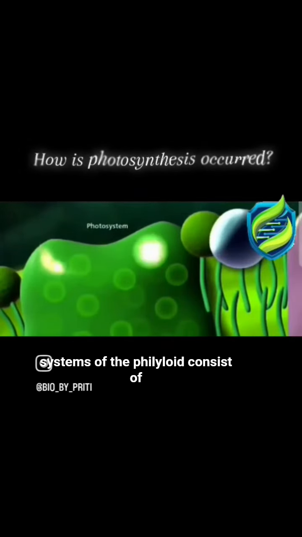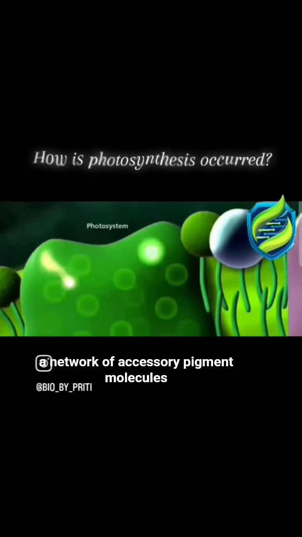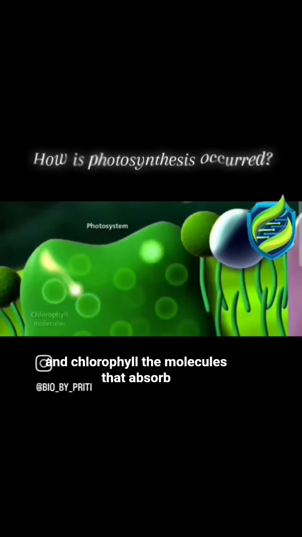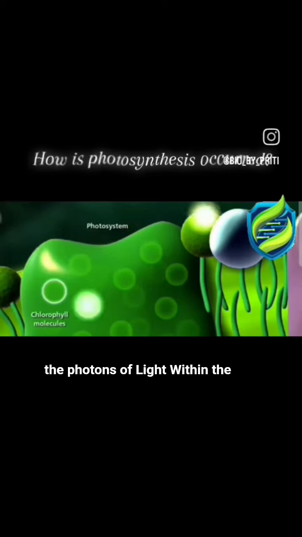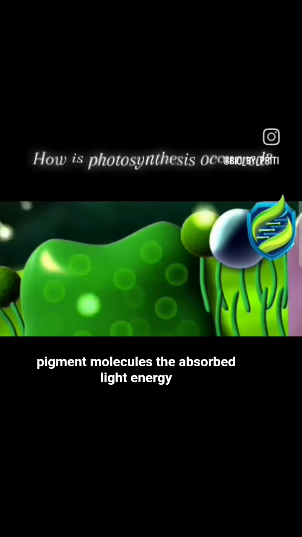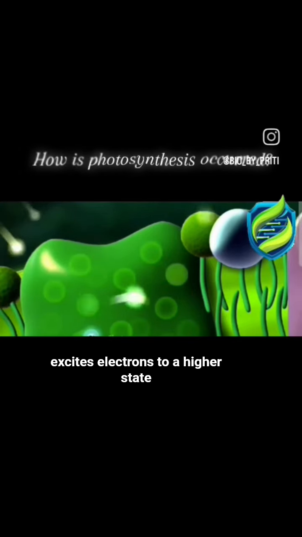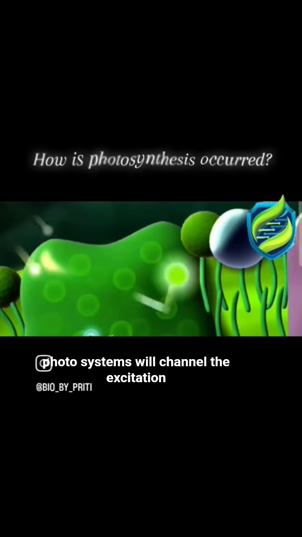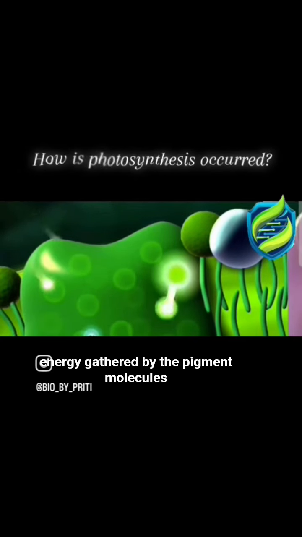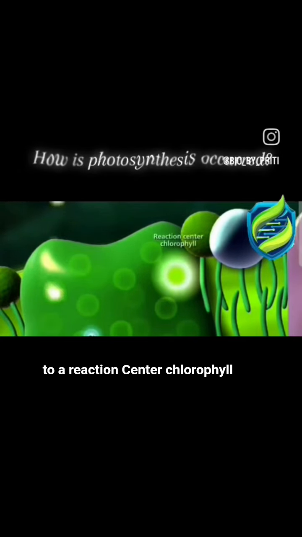The photosystems of the thylakoid consist of a network of accessory pigment molecules and chlorophyll, the molecules that absorb the photons of light. Within the pigment molecules, the absorbed light energy excites electrons to a higher state. Photosystems will channel the excitation energy gathered by the pigment molecules to a reaction center chlorophyll molecule.